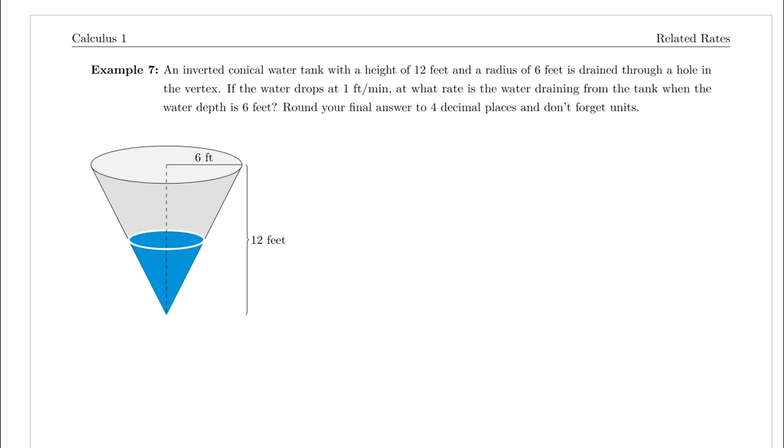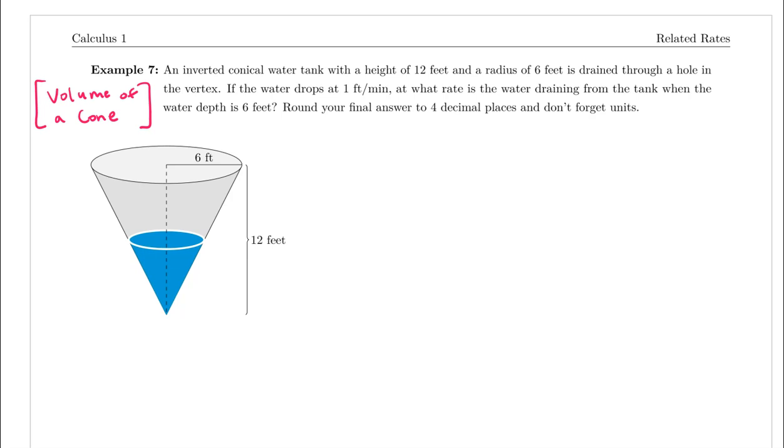All right, let's define some variables, because here we already have the picture drawn for us. And if you didn't know, conical just means cone or in the shape of a cone. And so this type of question is going to be related to a cone, and we want to find the rate at which the water is draining from the tank when the water depth is 6 feet. And so this is actually related to the volume of a cone. So if you don't remember the formula for a volume of a cone, we'll talk about it momentarily.